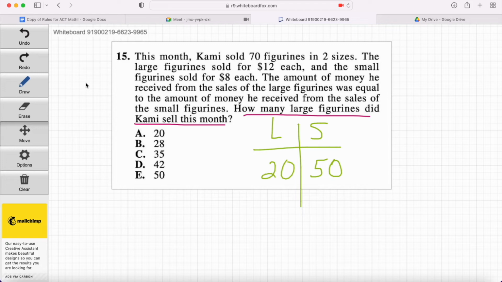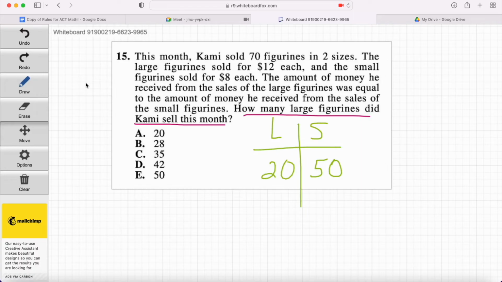So if we multiply the number of large figurines, 20, by $12, we'll find out how much money he made from the large figurines. And if we multiply the number of small figurines, 50, by 8, we'll find out how much he made from the small figurines. And if answer choice A is correct, then those two will equal each other. Does that make sense? Okay, so let's do it.